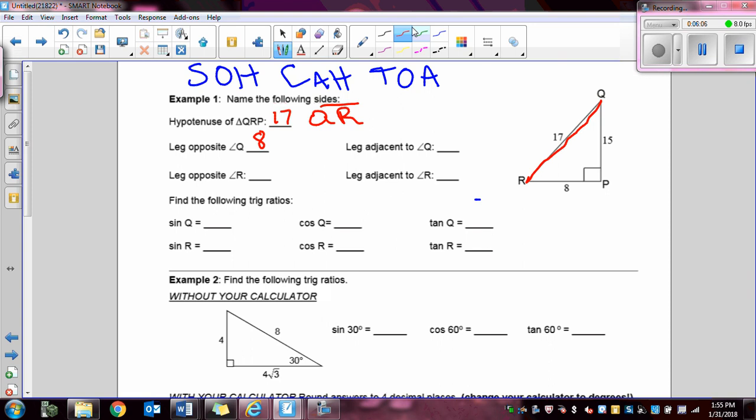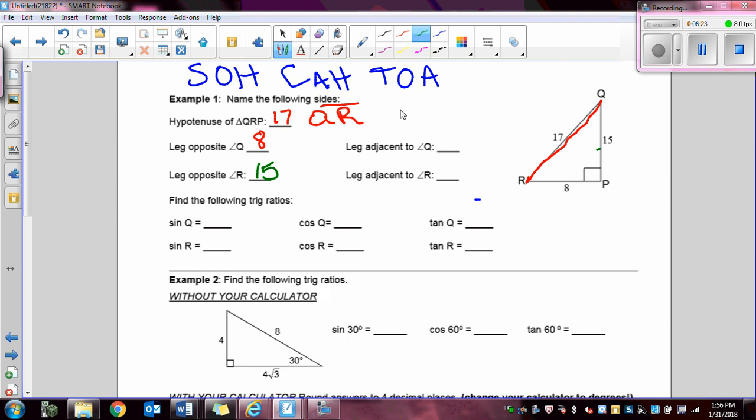Doesn't matter. What is the leg opposite to R? So if this is my angle R, do you guys see that this side and this side both touch my angle R? The side that's opposite it is 15, or QP. I want you guys to try these. Oh no, let's do one.